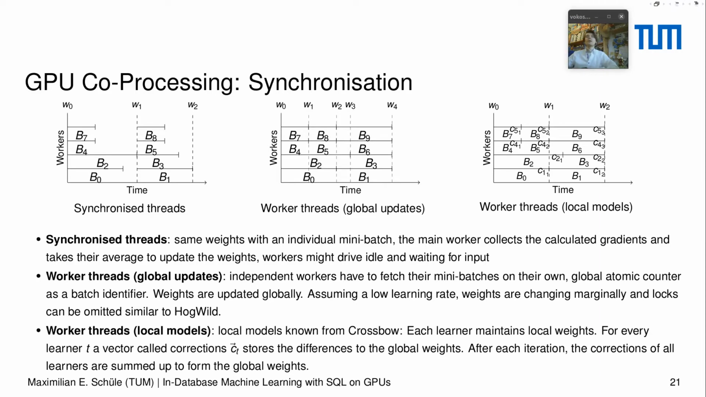So the third solution are worker threads with local models. Local models are known from Crossbow. Each learner maintains local weights, and for every learner, a vector called correction stores the differences to the global weights. After each iteration, the corrections of all learners are summed up to form the global weights. So that's what we propose also for our GPU learners on a smaller granularity. So Crossbow is doing the granularity in big learners, software computed learners, and what we do is on a hardware granularity, because we take into account the warps. We have one warp per learner, or better said, one block per learner.